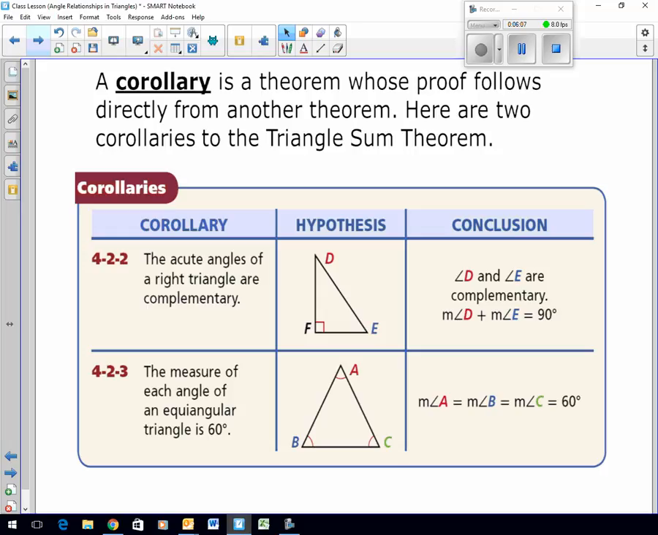60 times 3 is 180, so they're all equal. They all are equal, 180 in total. 180 divided by 3 is 60. They gotta be equal, okay? That's why we get that.